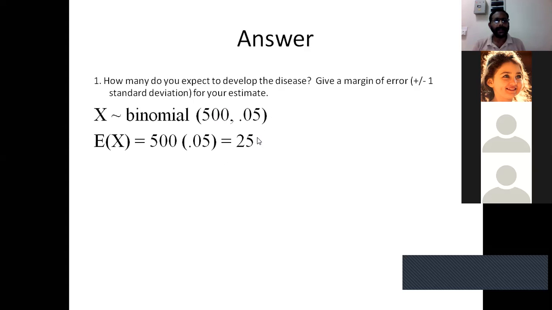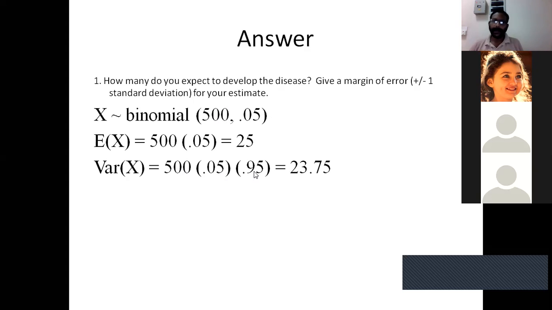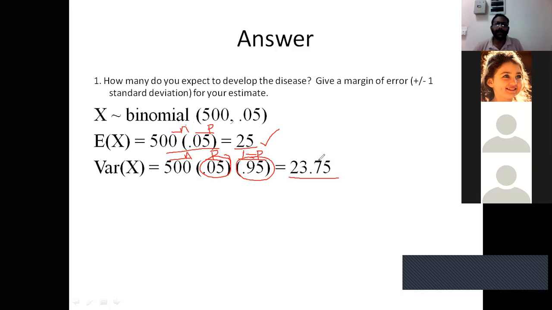What you can answer is, the variance you can calculate: N into P into 1 minus P, right? This is N, this is P. So N into P is the expected value. That is fine. This is 1 minus P. If P is this one, 1 minus P is this one. So the variance is this much. So how are we going to explain this?